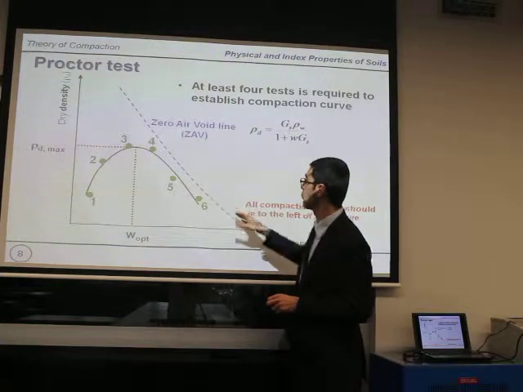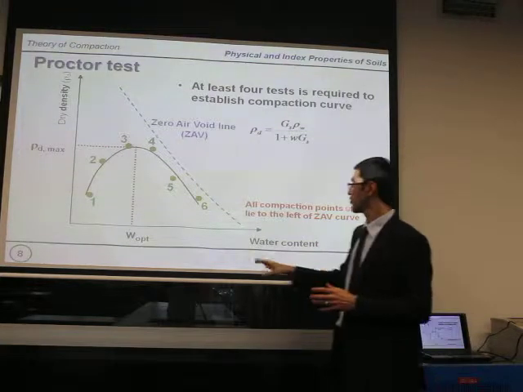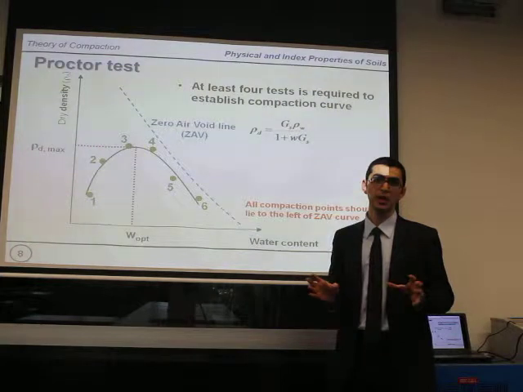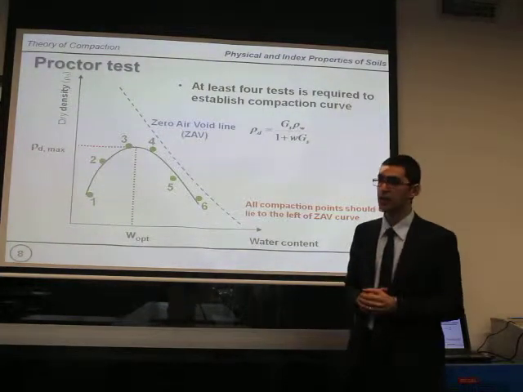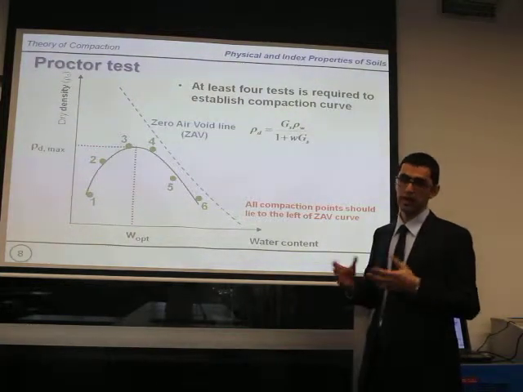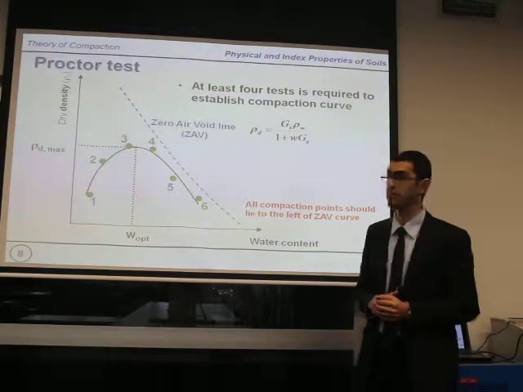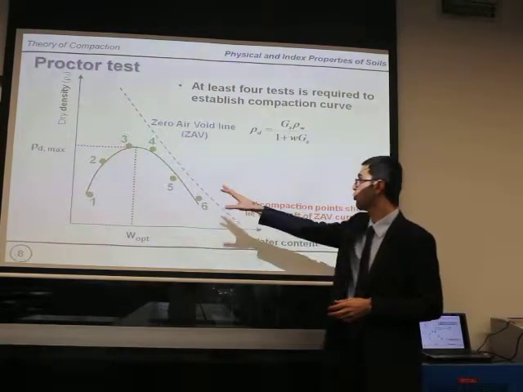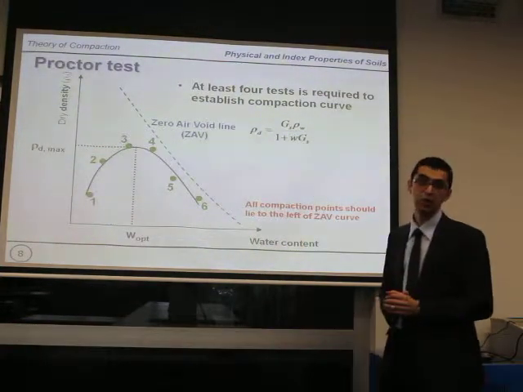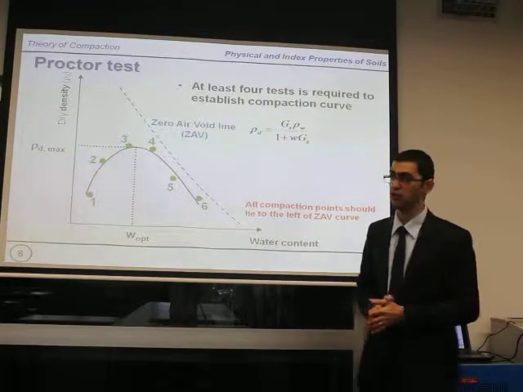There is a zero air void line on this plot that shows the density corresponding to different water content where there is no air voids inside the specimen. Practically, it is impossible to reach that state, because perhaps you will have some amount of voids inside the specimen. But you need to make sure that all the compaction test results should lie under the zero air void line. Otherwise, there is a problem in your procedure or in your calculation.